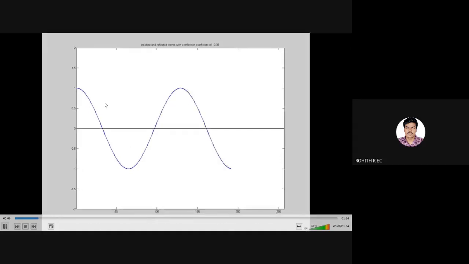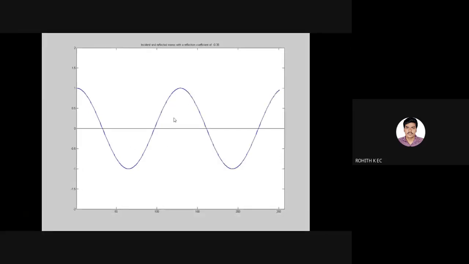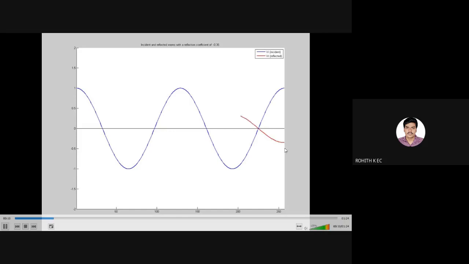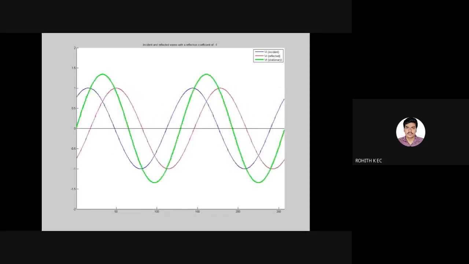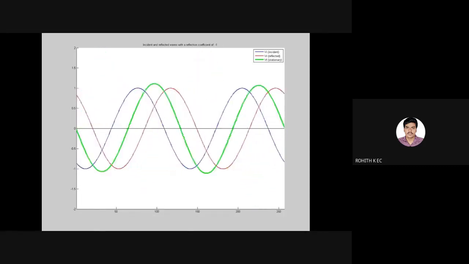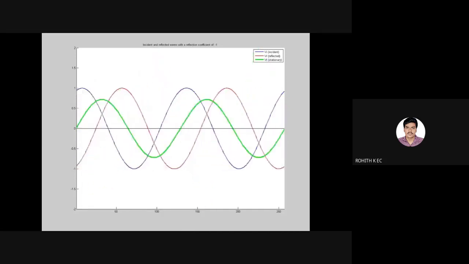Ideally, in an ideal scenario, this is the only wave we should have, but because of the mismatch in the impedance, we will have this reflected wave. So you can see this is the reflected wave Vr, which is coming out. Vf also is referred to as Vi. Then this green color wave is the standing wave. It is referred to as standing wave or stationary wave.